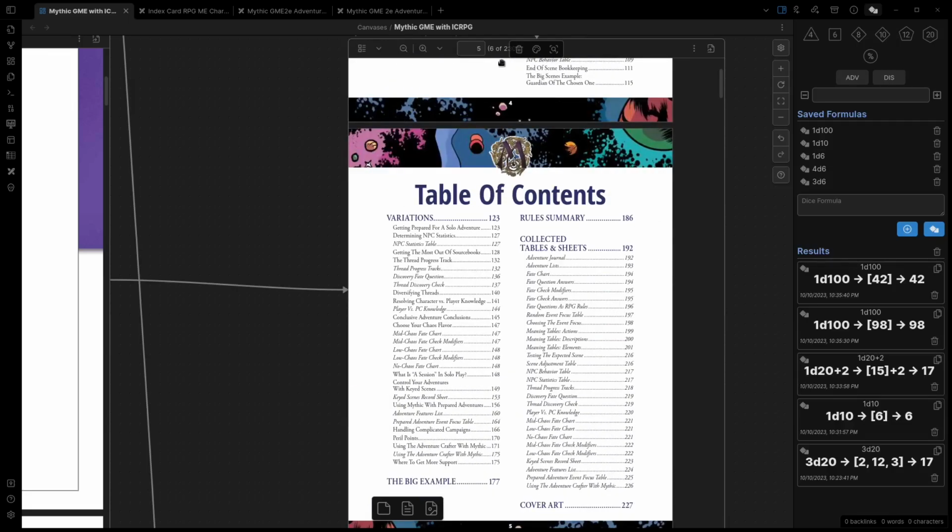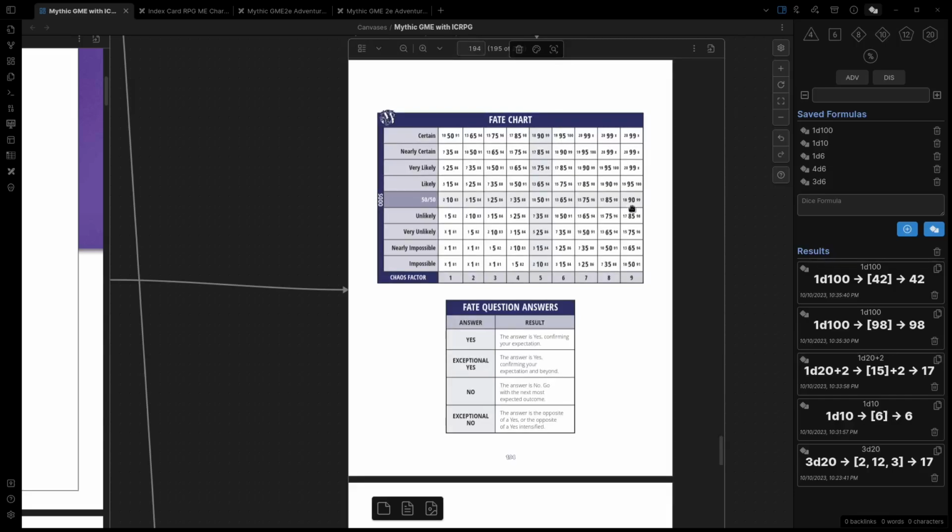Fate chart, page 194. So I think this is where most people get tripped up when they're looking at Fate and they go, what? A chart? Why do I have to use a chart? Why can't the GM just tell me? Well, we're playing GMless, so we have to use a chart in order to answer our questions. Ironsworn does a similar thing. There's also a few other oracles that you can use too.